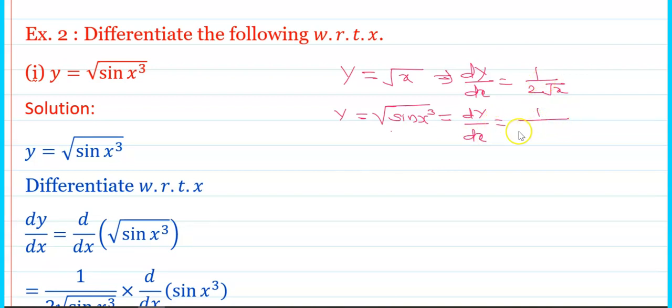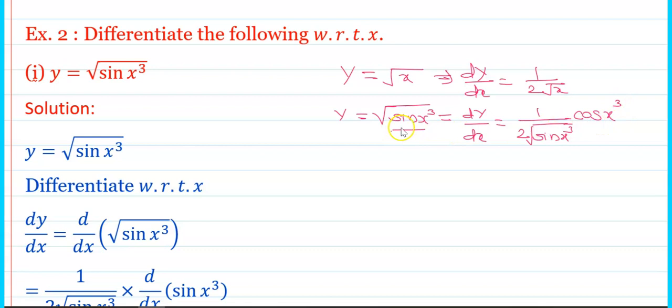It means 1 upon 2 into root of sine of x cube, into f dash of x. But what is f dash of x here? f dash means the derivative of sine of x cube. Now what will the derivative of sine of x cube be? It will be cos of x cube.